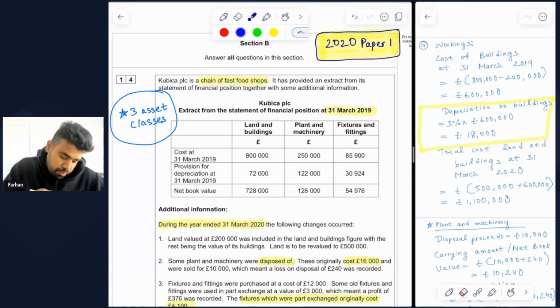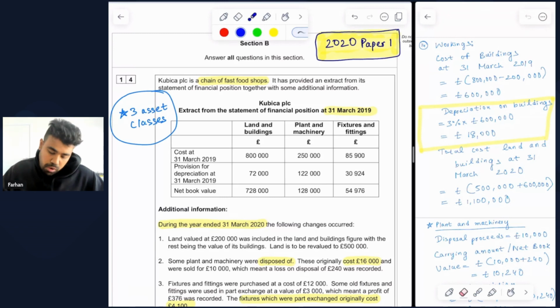All right, so if you check additional information number 1, land valued at £200,000 was included in the land and buildings figure, with the rest being the value of its buildings. Land is to be revalued to £500,000. So these are the necessary changes we need to incorporate in our calculations for finding the correct figure for the year ended 31 March 2020. If you also check the accounting policies section, we already know that land cannot be depreciated, and we know that buildings are depreciated at 3% per annum using the straight line method.